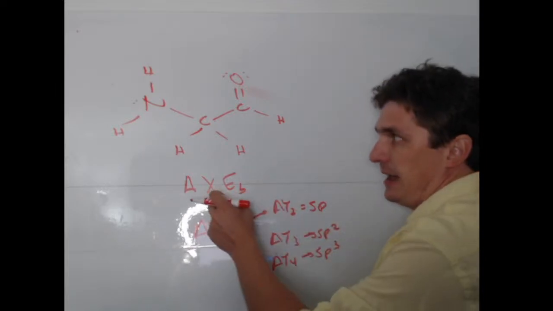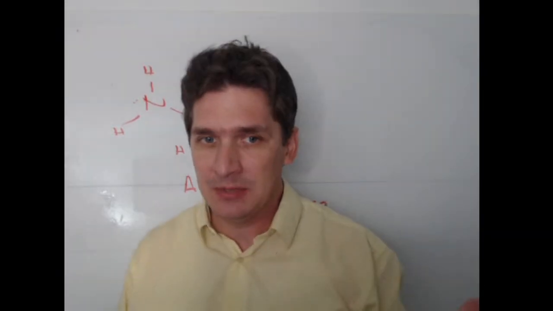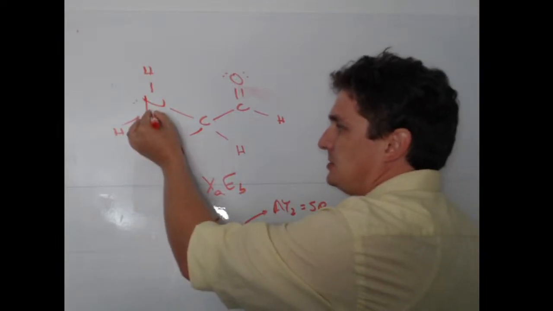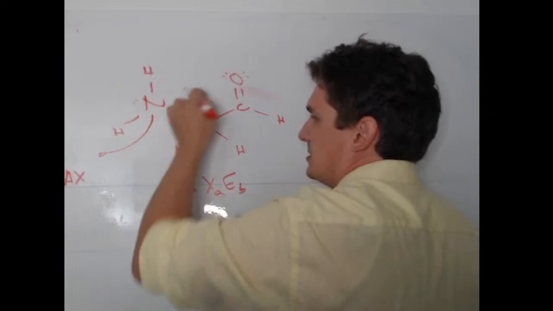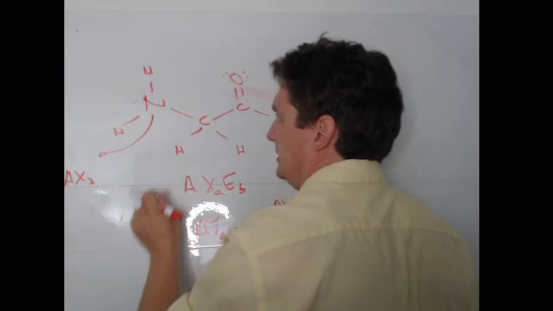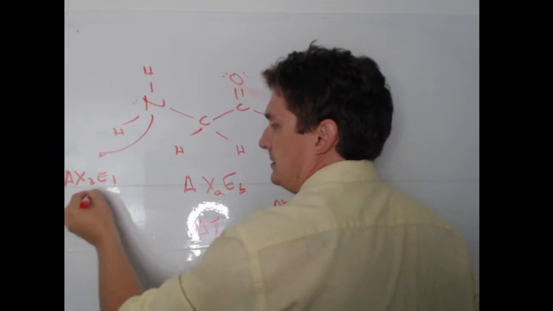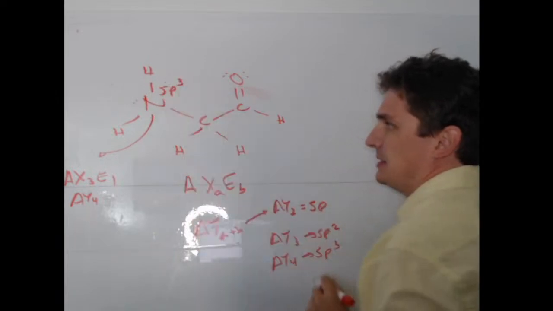So the X is the number of atoms that it's bound to. Not the number of bonds it shares with them, just the number of atoms it's bound to. And E is the number of lone pairs. So if we look at the nitrogen here, nitrogen has 3 atoms bound to it, hydrogen, hydrogen, and carbon. So it's AX3, and has 1 lone pair, so it's E1. And that would make this AY4, which is SP3 hybridized.